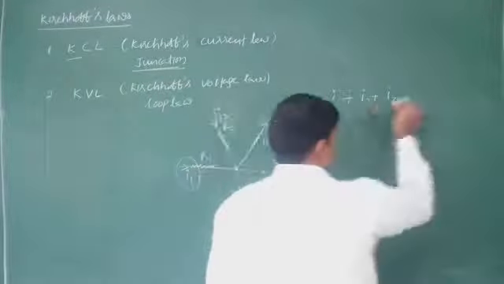That means the algebraic sum of the currents at a junction must become 0. Algebraic sum of the currents at a junction must become 0. It means that at this junction, no sources are there.